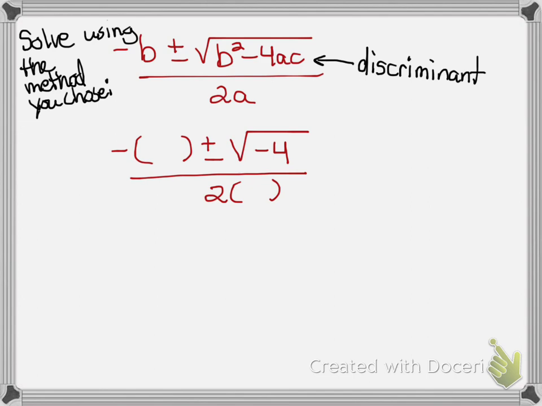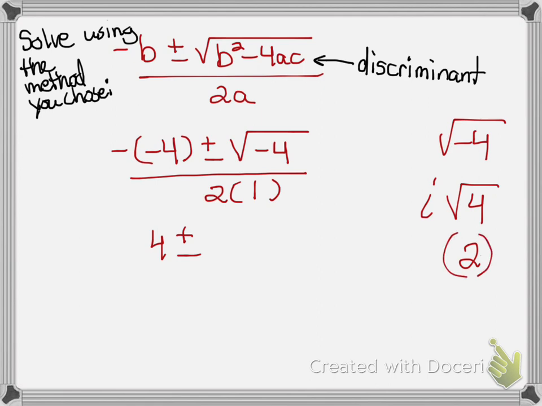And remember, our b is negative 4. Our a was 1. All right. A negative and a negative, double negative right here, makes it a positive 4, plus or minus. Now, usually you'll go over to the side and try to break down that number that's under the radical sign. But guess what? When you take out an i to make it positive, 4 is a perfect square. It equals 2. So when you multiply 2 times i, you get 2i. All over 2 times 1, which is 2.